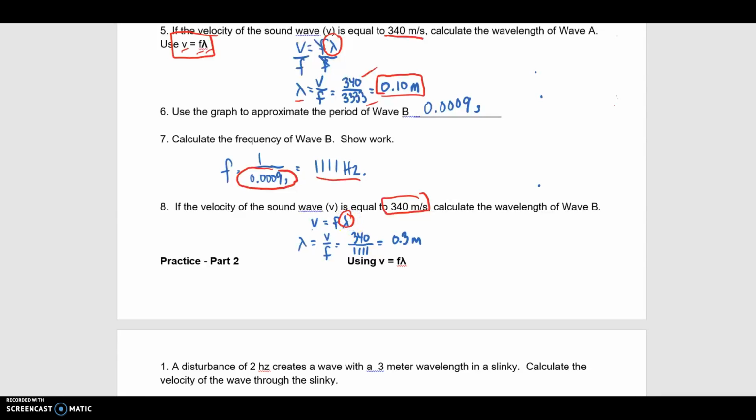And again, if we use that velocity for the speed of sound, we can figure out the wavelength using the wave equation. Use the same setup as before. Wavelength equals velocity over frequency. There's the velocity. There's the frequency. 0.3 meters is the wavelength. It's about a foot. So that lower frequency wave has a longer wavelength.